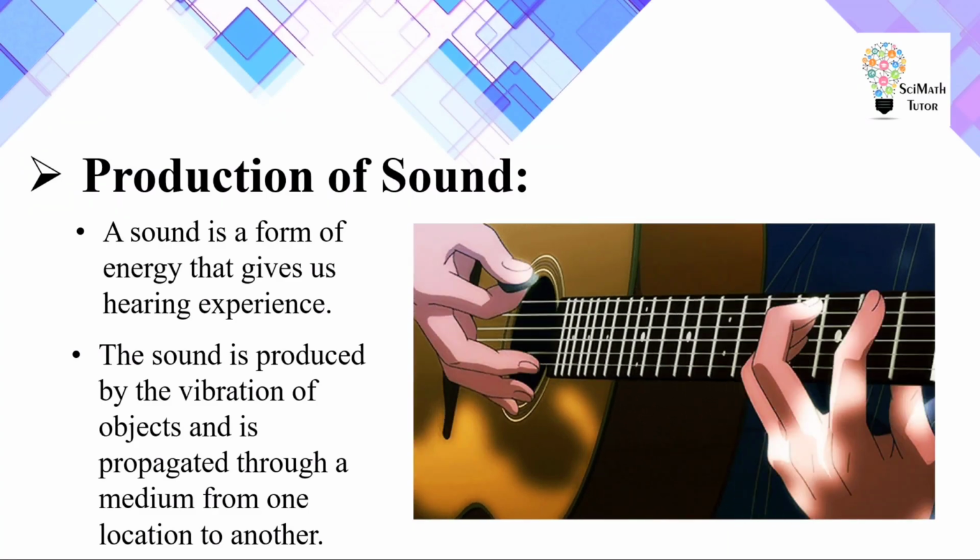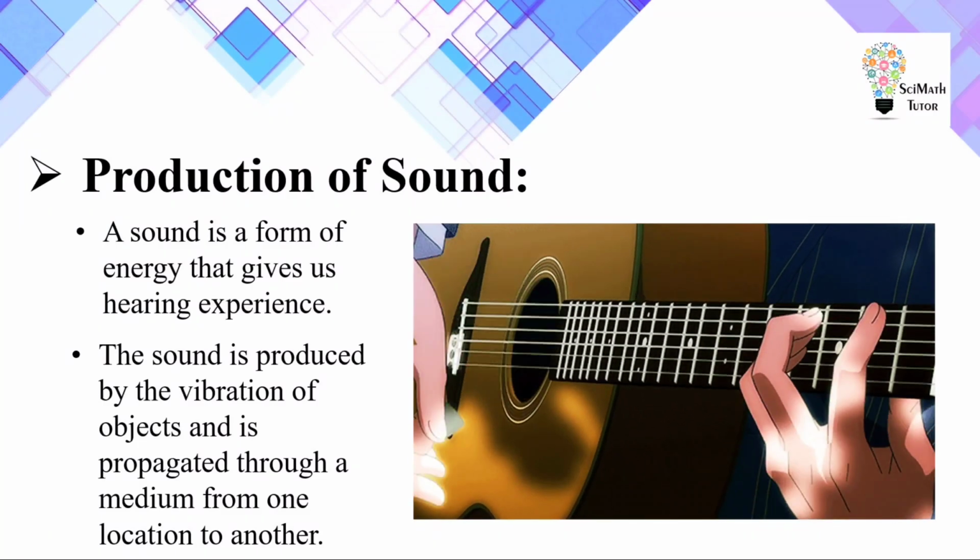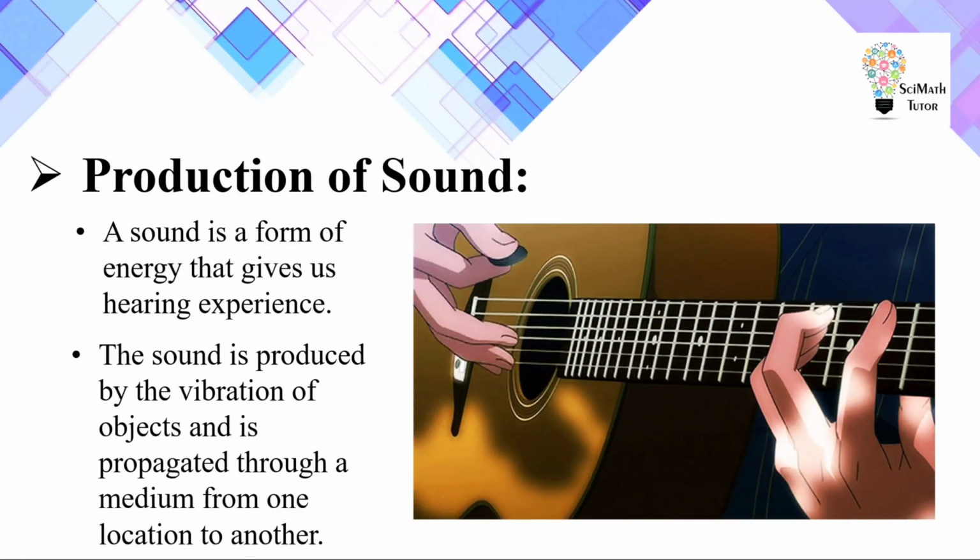Let us understand the concept of sound produced by the vibration of an object with an example. We might have seen people playing the guitar. When they pluck the strings of a guitar, it vibrates and produces sound. The sound produced by it travels through the air, which acts as the medium.